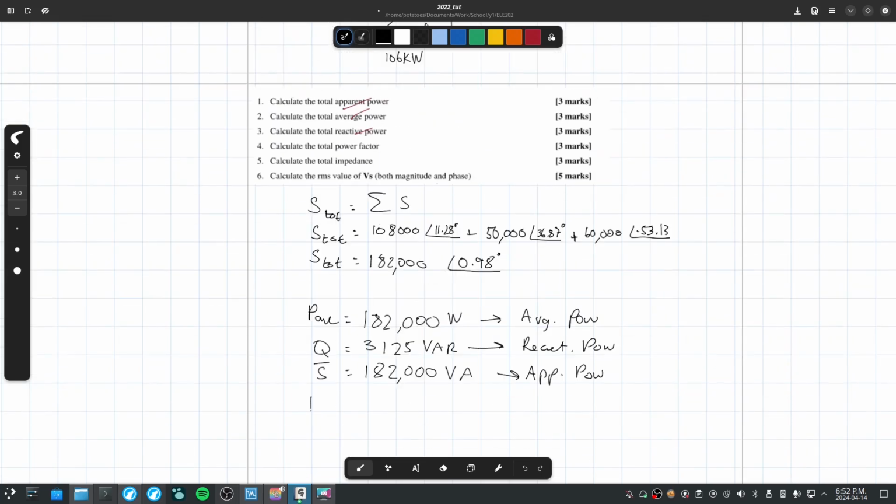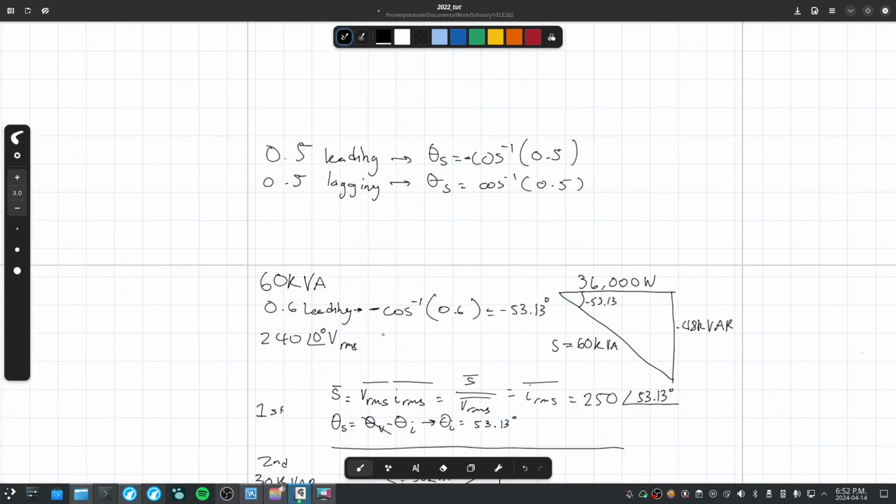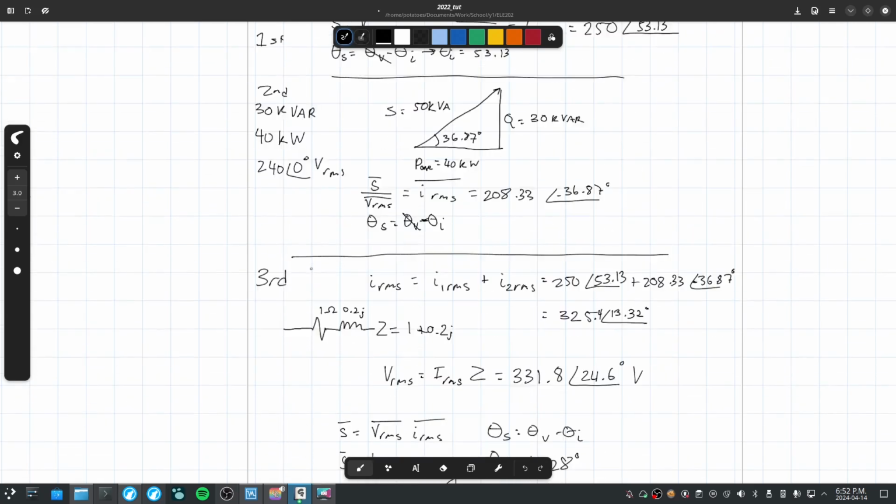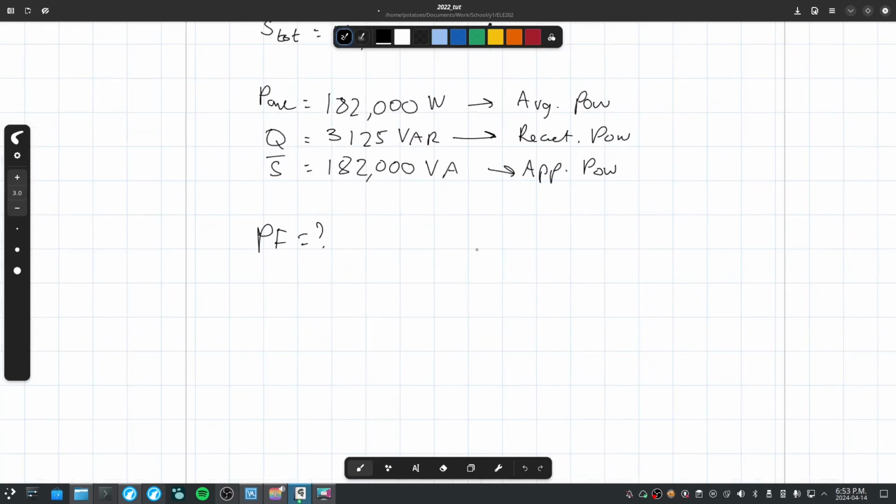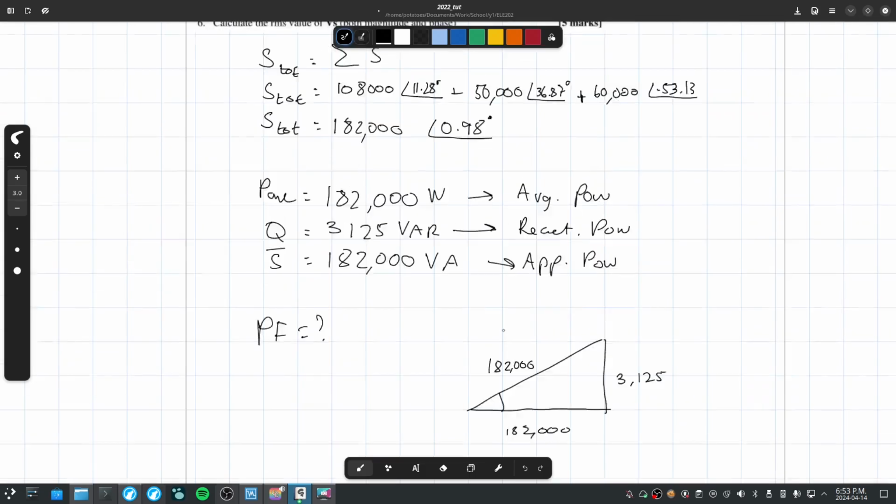Now calculate the total power factor. Power factor is actually this exact same thing here. So, let's assemble our total power triangle. It looks a little something like this. 182,000, 3,125, and 182,000. Now, if I was diligent, I would have gotten a difference between these, but I dropped a lot of numbers. I was at 2 digits of accuracy, so they're very close.